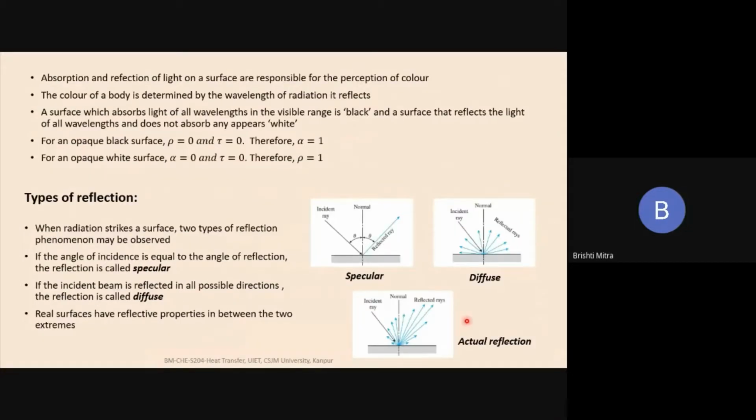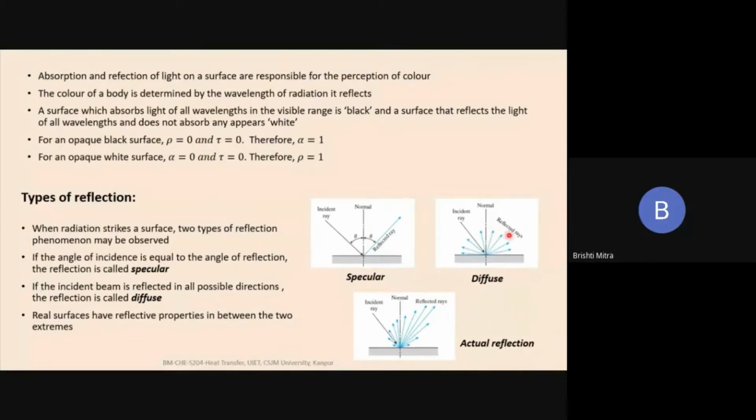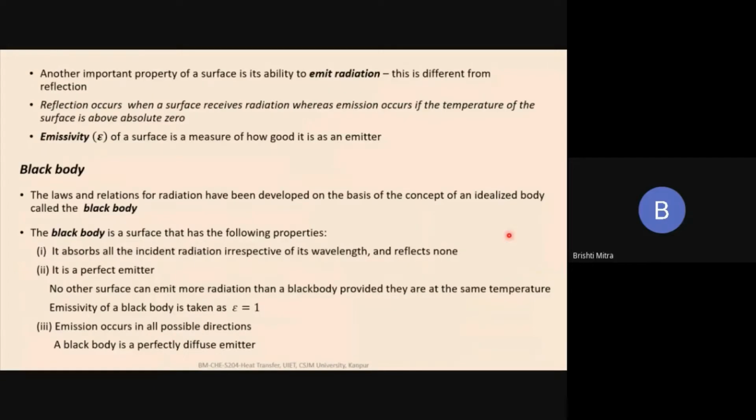Then we talked about the different kinds of reflection, that is specular and diffuse. Specular is the regular kind of reflection, meaning the angle of incidence is equal to the angle of reflection. And diffuse is when the radiation is reflected in all possible directions. That is known as diffuse reflection. In reality, we said that all surfaces have reflections somewhere in between specular and diffuse.